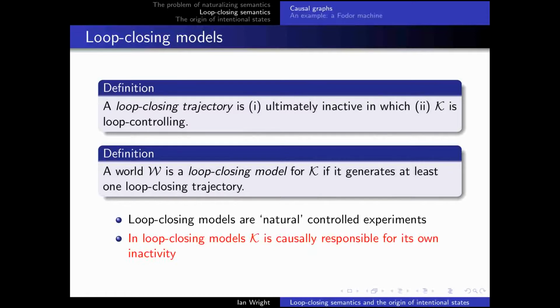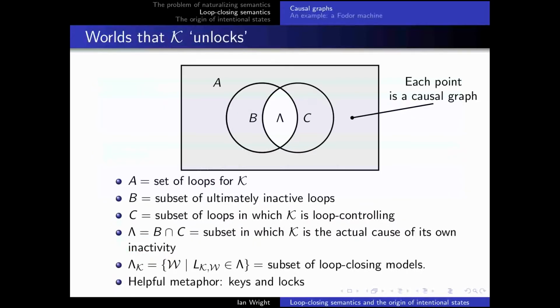Here's a summary diagram. The set A consists of causal graphs that represent loops in which K acts. We can pick out the subset B that are ultimately inactive. We can pick out another subset C in which K is loop controlling. The intersection lambda are the loop closing models, in which K is the actual cause of its own inactivity.